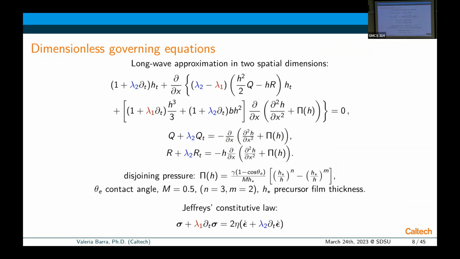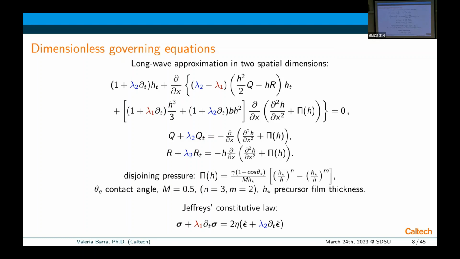The way that I wrote it here is actually I wrote it so that these two auxiliary equations for capital Q and capital R, those are two linear ODEs that can be solved exactly, and they can be plugged in back here. So it is a big, massive equation, but at least it's one equation to solve for the interface.